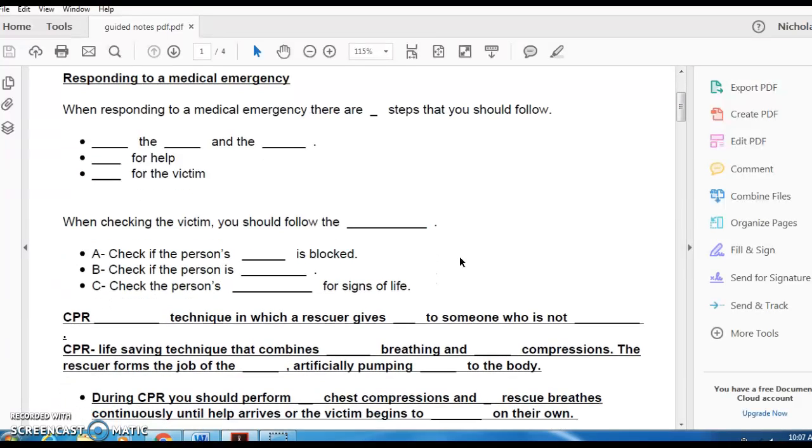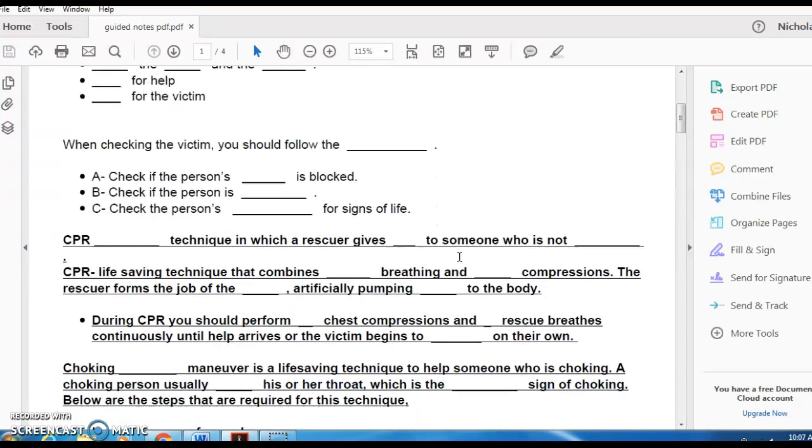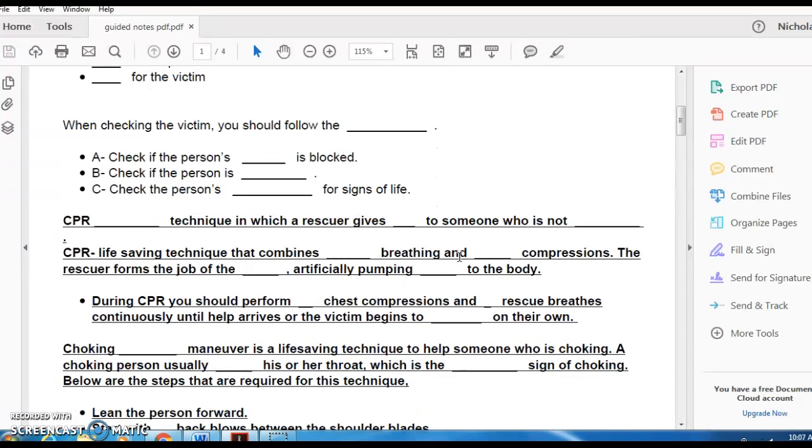As we move down here, we'll start talking about the next topic, which is CPR and rescue breathing. Rescue breathing is an emergency technique, as you see here, where the rescuer gives air to someone who is not breathing, also known as mouth-to-mouth. We are physically breathing for the person. We're going to put their head back and tilt their chin, plug their nose, and put our mouth over their mouth and physically breathe air into the victim's lungs.